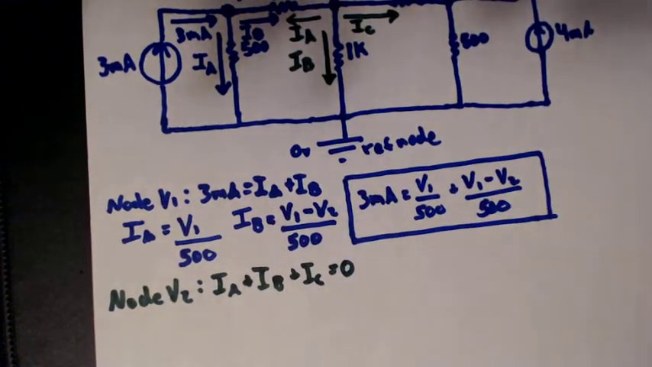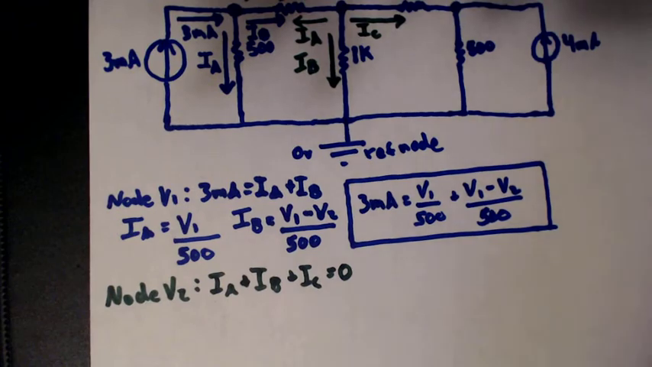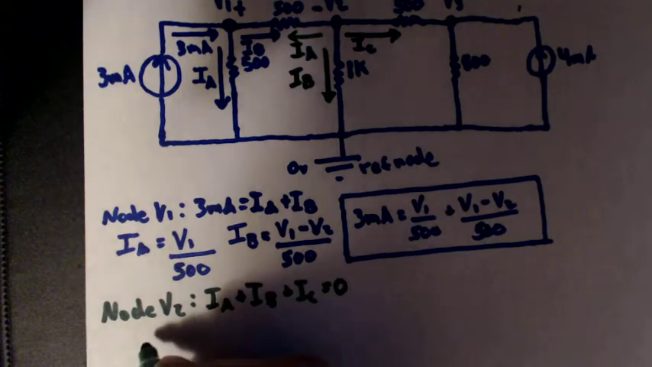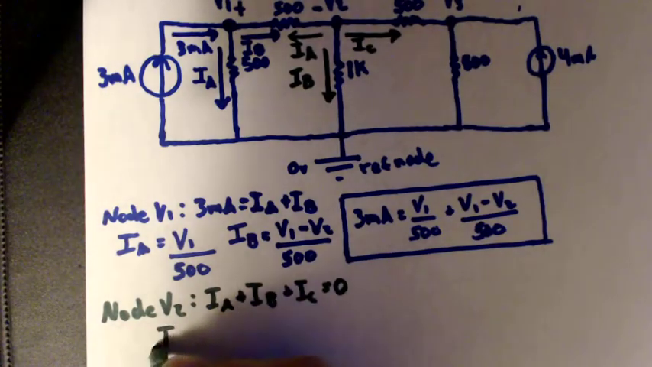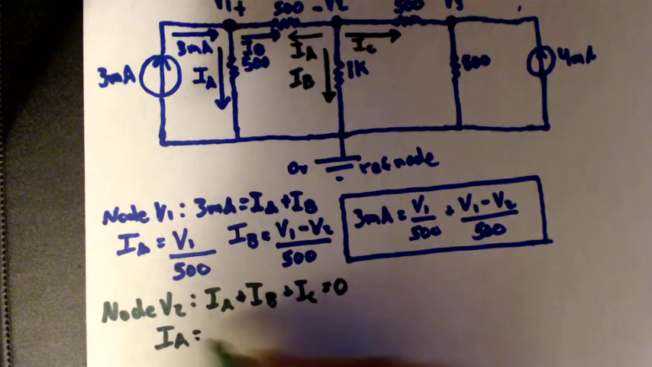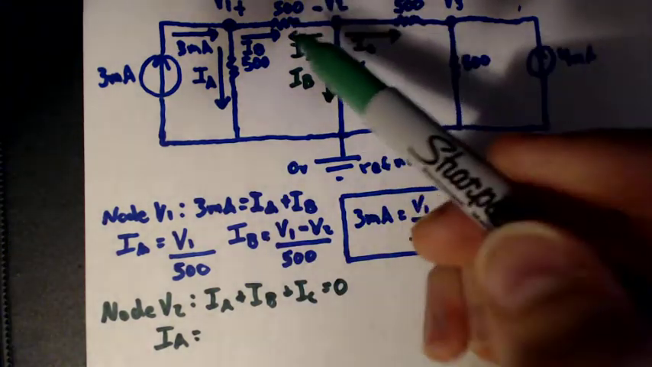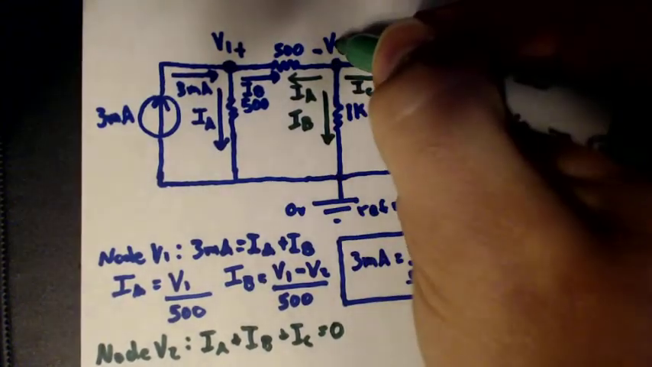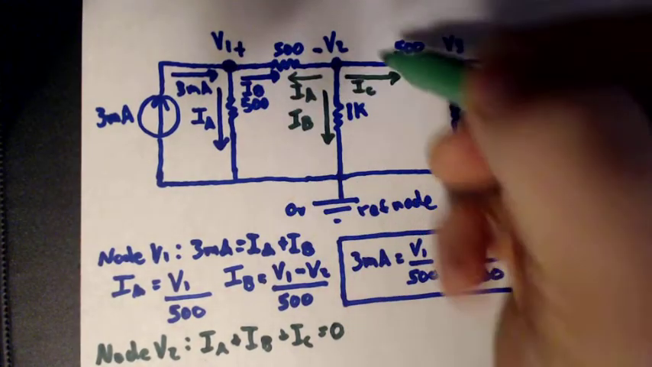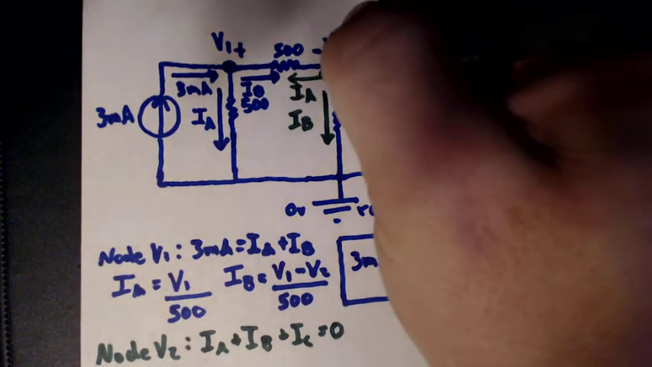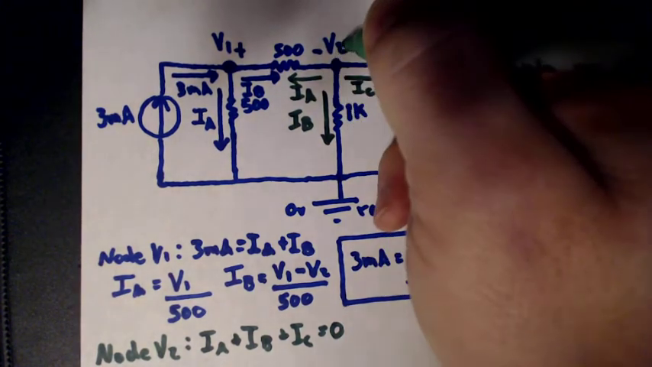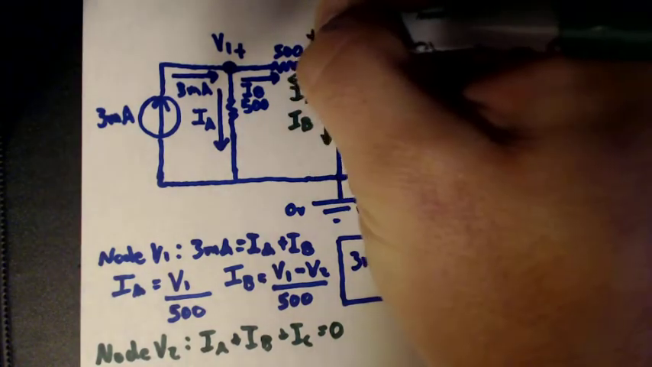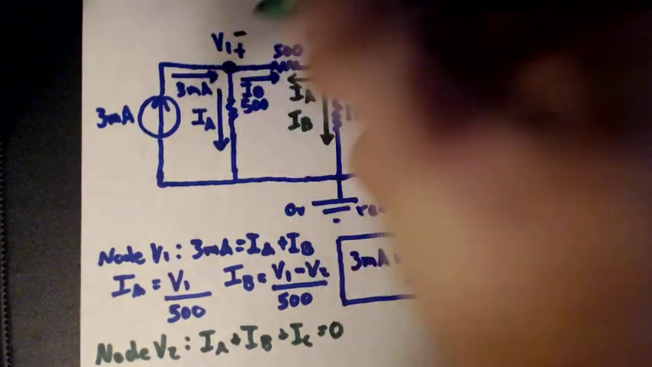Okay, now of course I need to go ahead and write out what each one of these is. So let's define what IA is. What is IA equal to? Well, check it out. IA here is going from V2 to V1. This is why I switched colors here. Because now I said the current is going from V2 to V1. In other words, I've made the assumption that V2 is higher than V1.